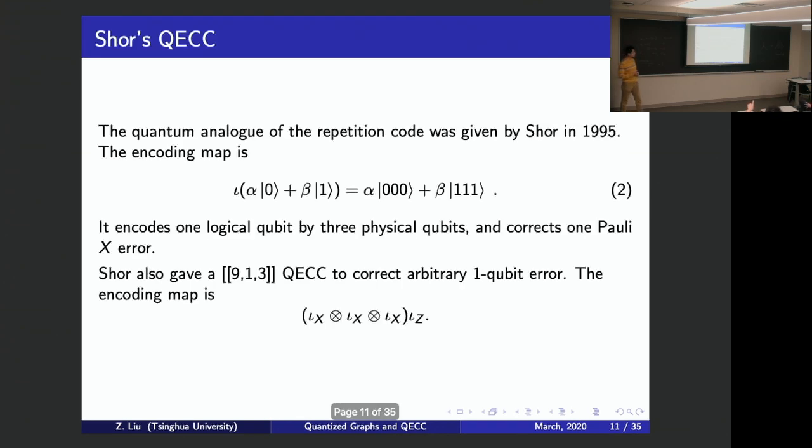Excuse me. Can I write the encoding map, the second one, in terms of some number like N, K, D? Yeah, it's 9, 1, 3 for this one. And the first one is 3, 1, 2. There's 3 physical qubits and 1 logical qubit, and distance 2. Here distance 2 means it can correct Pauli X, the single word.